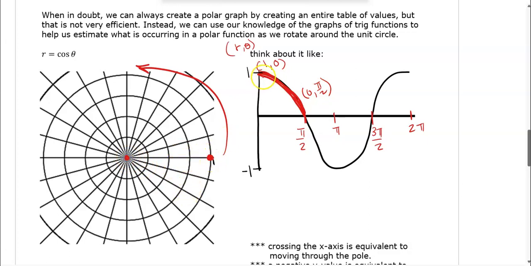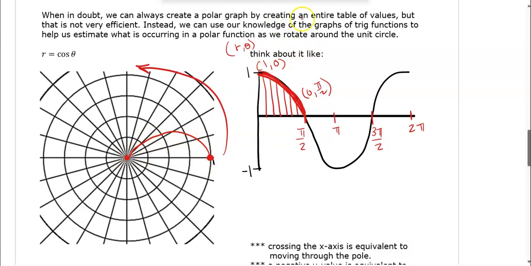Now, if you think about what you have here, if I'm going from 1 down to 0, this is the length of my r, the length of my radius. It's getting smaller and smaller, right? So if I'm starting here, that means my radius as I go around to each angle is getting smaller and smaller. So it's kind of getting sucked back into that pole right here.